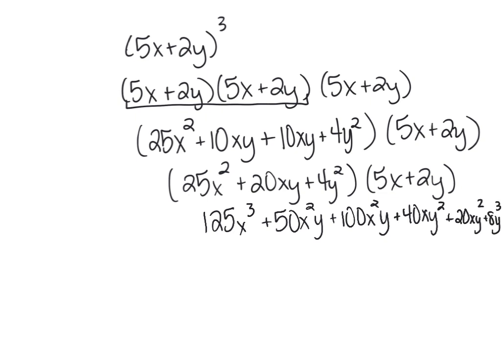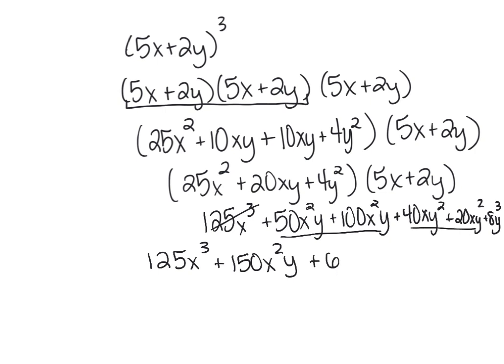Let's look for like terms. We have 125x cubed. Then we have 150x squared y. We have 60xy squared, and then 8y cubed, and we're done.